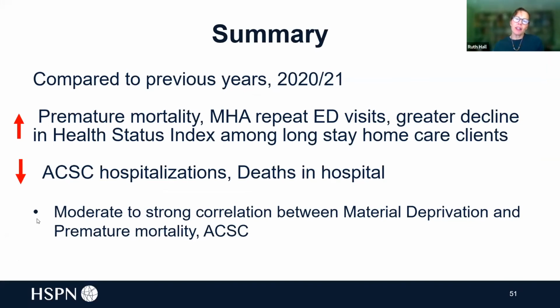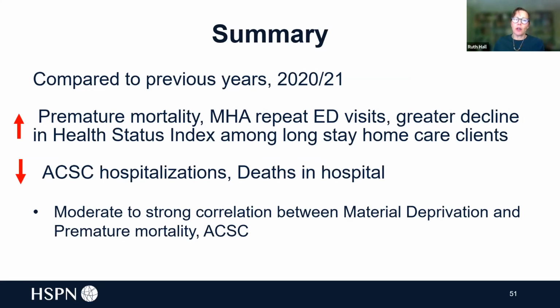So this 2021 year is going to be a very interesting point to make, looking back and looking forward. We saw that premature mortality increased. We saw an increase in mental health and addiction related repeat ED visits, and a greater decline in the health status index among those long stay home care clients. And we saw a reduction in ambulatory care sensitive hospitalizations. Are there new ways of delivering care that can keep people from being hospitalized for these conditions that could be managed in the community, that we can learn from going forward? And also this decline in deaths that occur in the hospital.